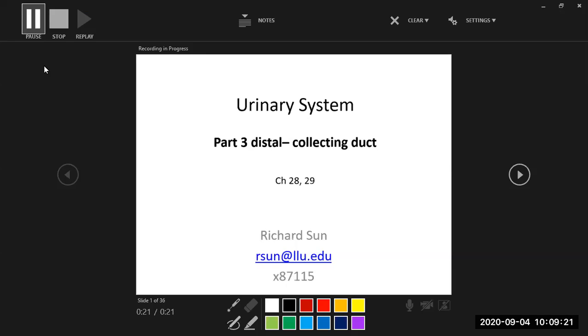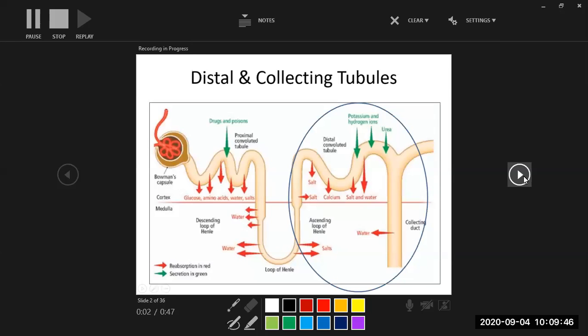Earlier we basically just followed the tubule, right? From the renal corpuscle to the proximal tubule to the loop of Henle. And now we are going to the next one, which is the distal portion, the collecting tubule and the collecting ducts. All right, so that gives you a visual idea of what's going on here. That is this region, right?